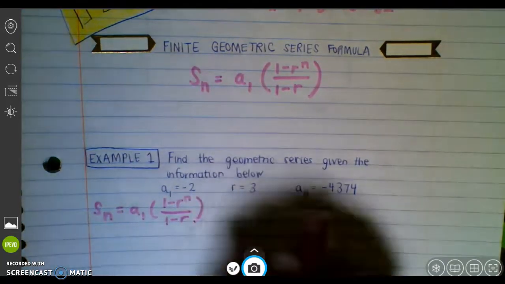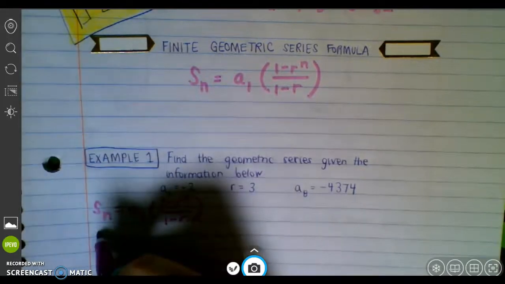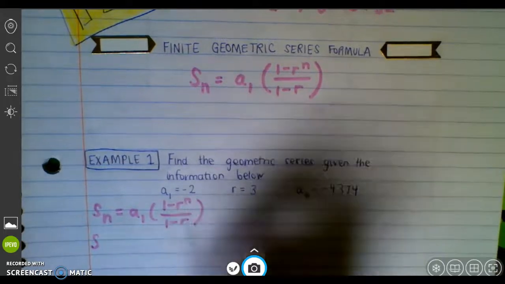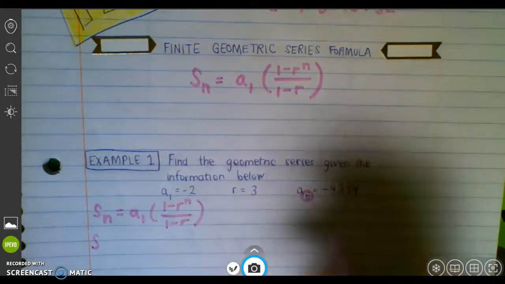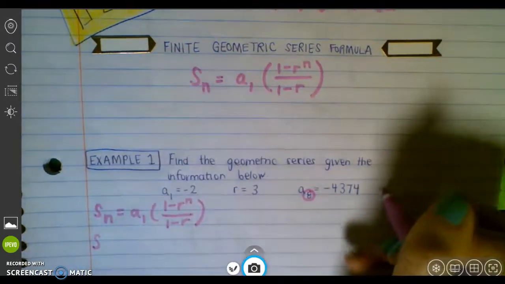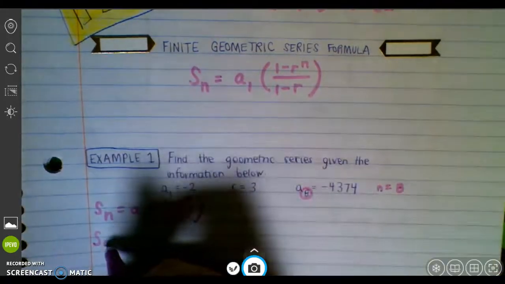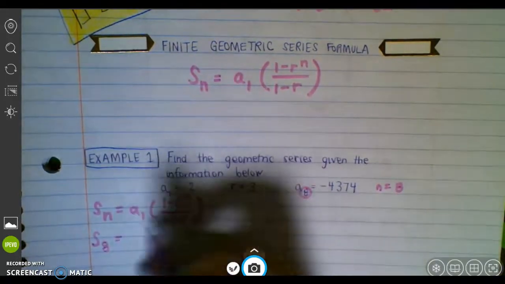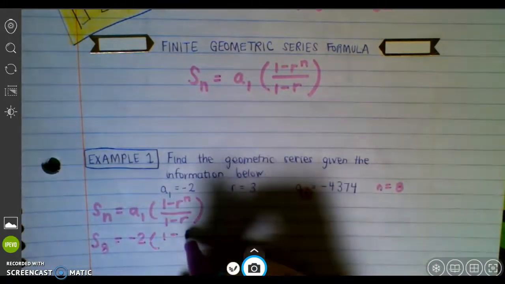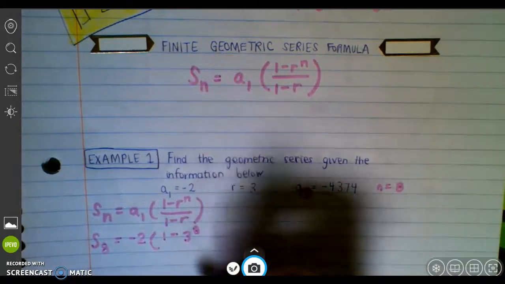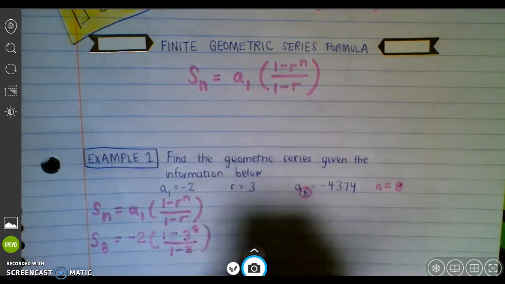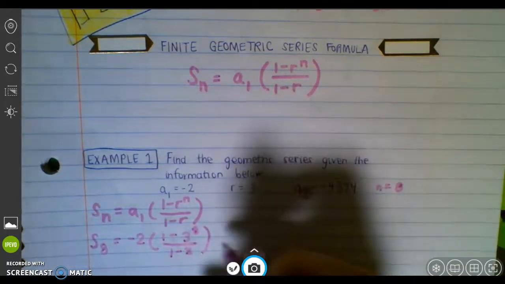I'm going to input the information that they give us. S sub n, and n is the amount of terms that I'm adding up. I see 8. They're telling us that the last term of the series is the 8th term, so n equals 8. So S sub 8 equals, a sub 1 is negative 2, times 1 minus r, which is 3, raised to the 8th power because n is 8, divided by 1 minus 3. All I have to do to find the series or the sum is simplify.